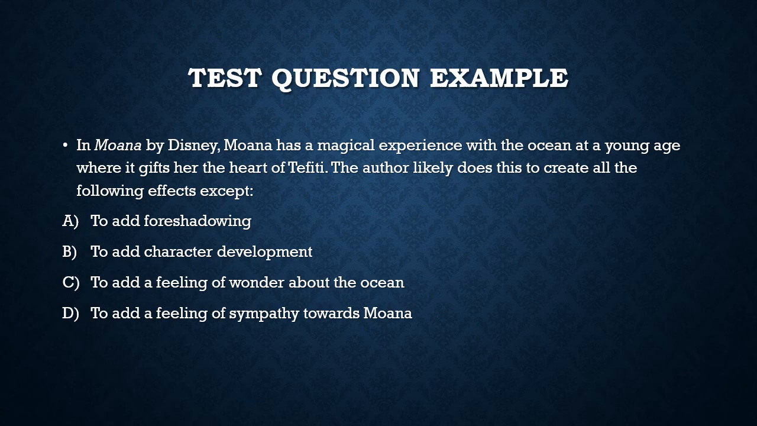Then to add character development, I could see that a bit, because we do see again that she is chosen by the ocean, so she does have this connection to the ocean, which is a pretty good bit of character development there. To add a feeling of wonder about the ocean, I could see this as well, because it's such a magical little experience where you really are amazed at, oh my gosh, the ocean is talking to her and everything, and it really does have that sense of wonder in it. Which means that D is probably going to be the odd one out that we're looking for, to add a feeling of sympathy towards Moana.